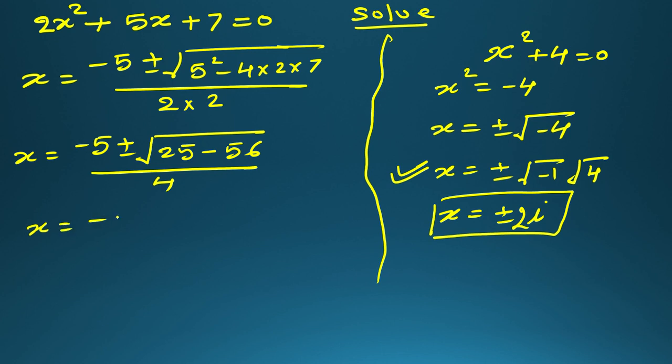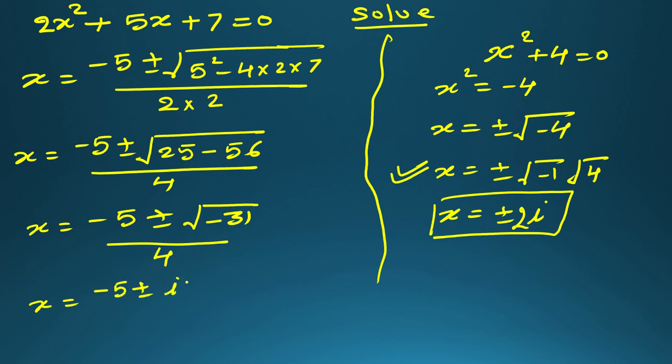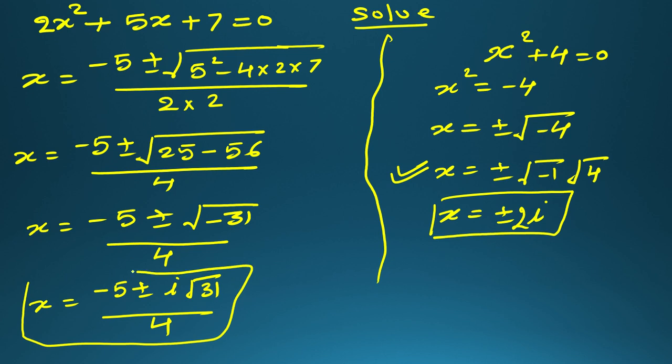It will be minus 5 plus minus square root of negative 56 plus 25, I guess it will be 31. So it is 31 with negative sign. Now 31 is a prime number, so we cannot think about its factorization. So what you can do is write it as minus 5 plus minus i times root 31, because I have taken the negative out, so it will be under root minus 1 over 4. Like this you can solve the question and you can find the imaginary roots.